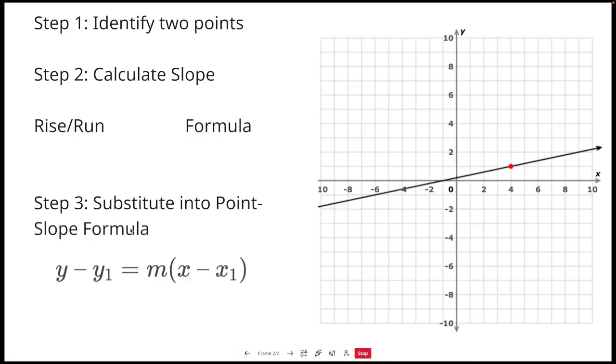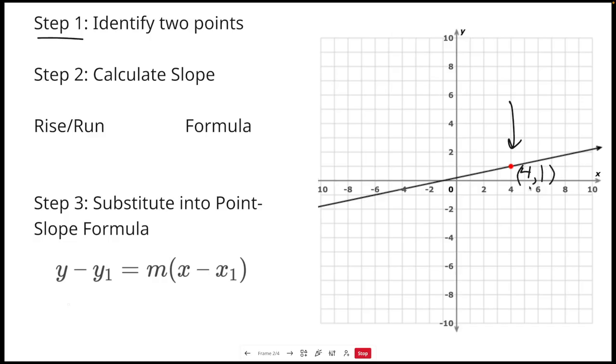All right, so here's our graph. Step one is we need to identify 2 points. Now the first point is given to you, right? It's this red dot. And so that point is 4, 1.